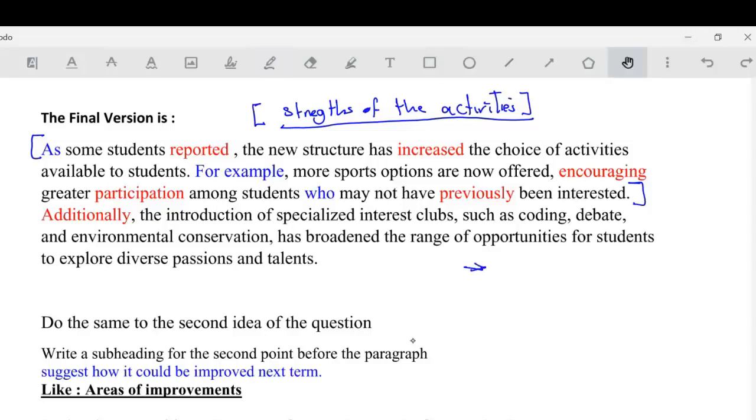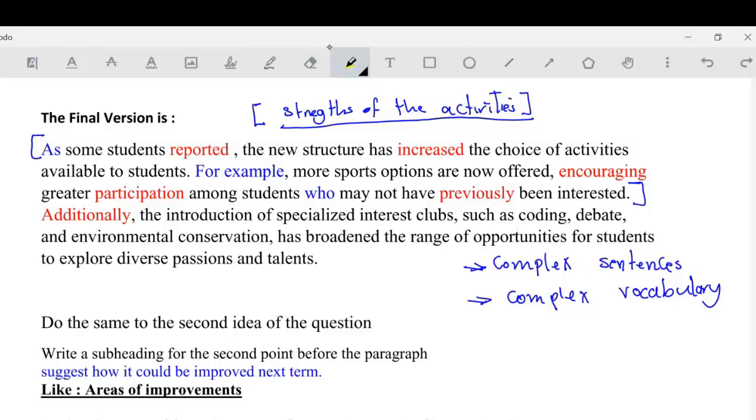Your paragraph must contain complex sentences and complex vocabulary. As we mentioned last time, less common vocabulary. If you looked at the paragraph here, you will find it started with a complex sentence using the conjunction as, and the same sentence used the word who, which is also a connective that creates a complex sentence. Okay? So you should use complex sentences in your paragraph and complex vocabulary.